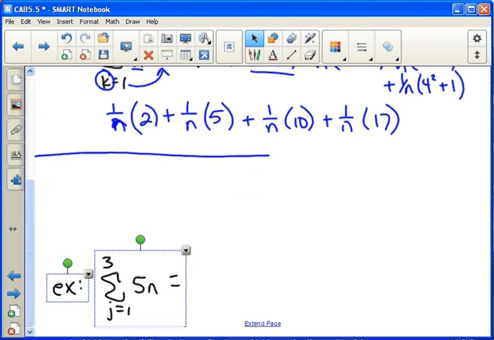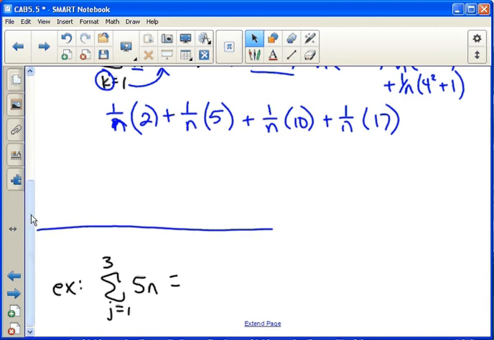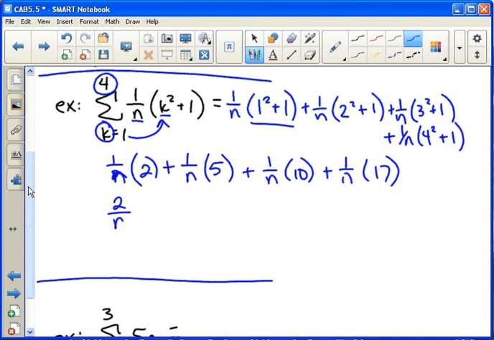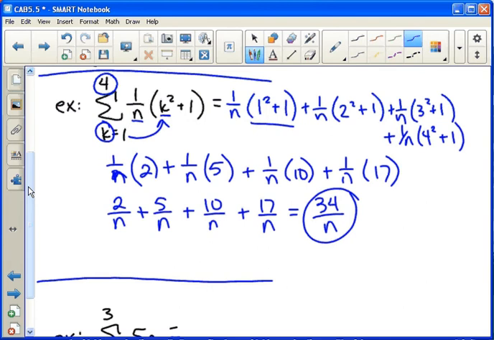Okay. So now I get 2 over N plus 5 over N plus 10 over N plus 17 over N, which gives us 34 over N. So it is possible for there to be a variable in your answer. Make sure you're plugging your numbers into the correct variable. In this case it was K. It's always identified by whatever is right here.